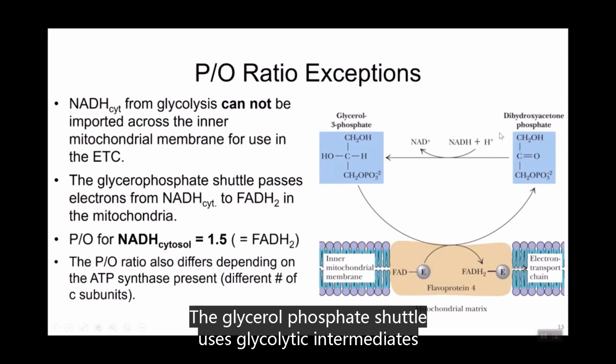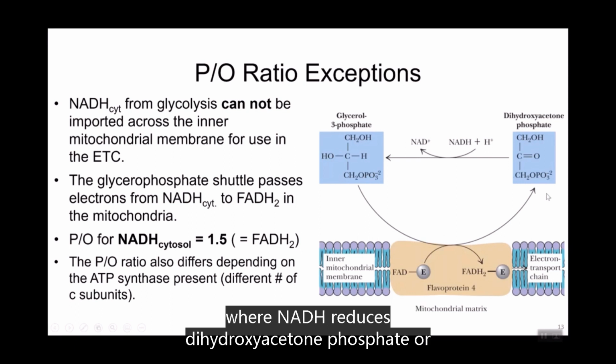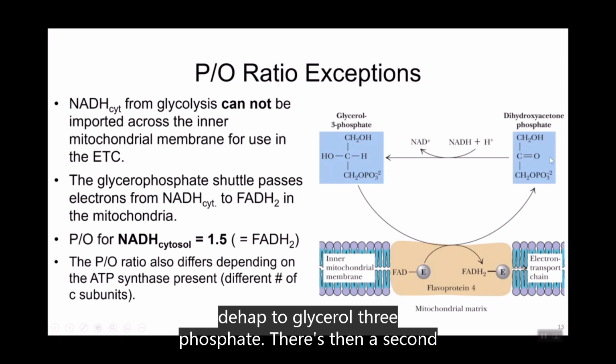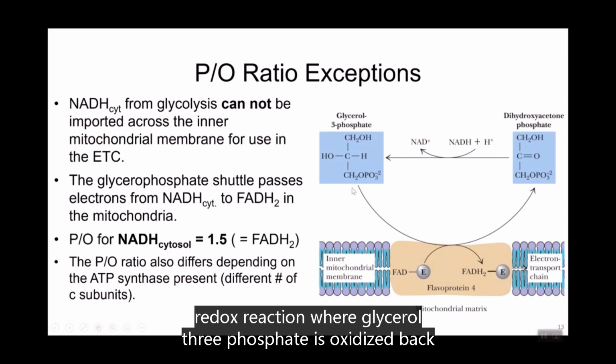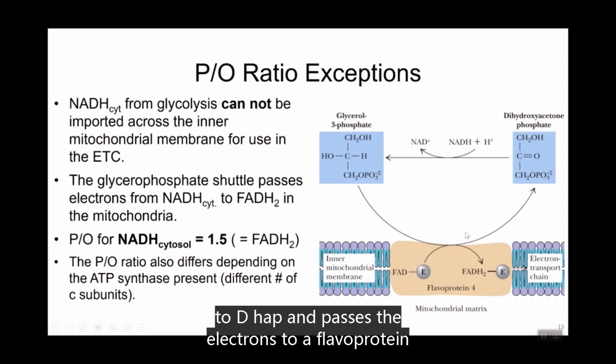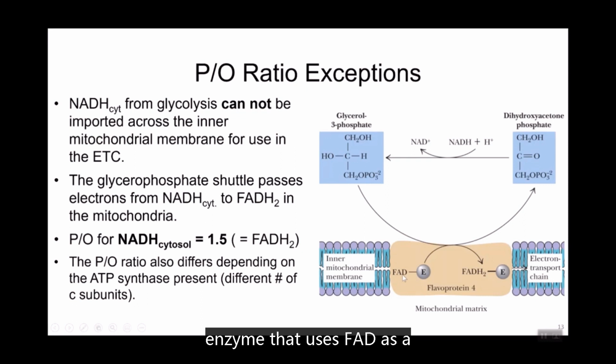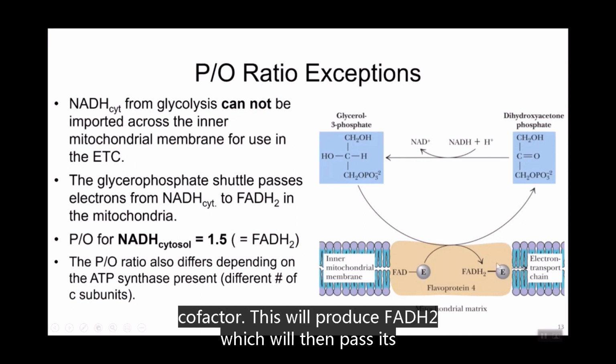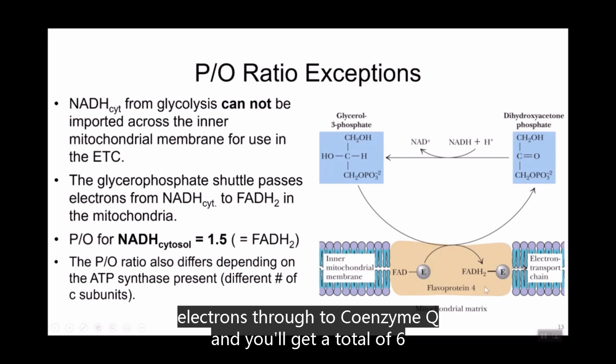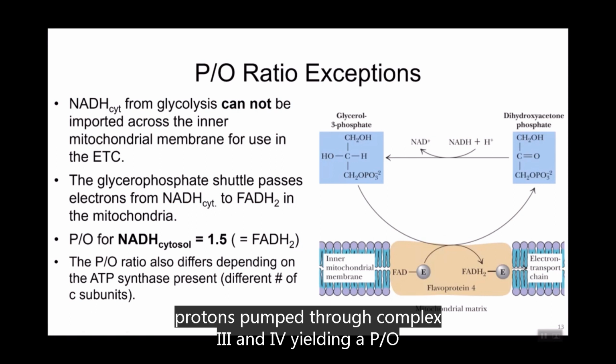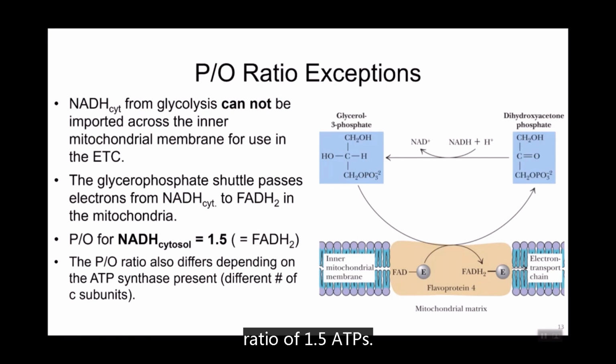The glycerol phosphate shuttle uses glycolytic intermediates where NADH reduces dihydroxyacetone phosphate, or DHAP, to glycerol 3-phosphate. There's then a second redox reaction where glycerol 3-phosphate is oxidized back to DHAP and passes the electrons to a flavoprotein enzyme that uses FAD as a cofactor. This will produce FADH2, which will then pass its electrons through to coenzyme Q, and you'll get a total of 6 protons pumped through complex 3 and 4, yielding a PO ratio of 1.5 ATPs.